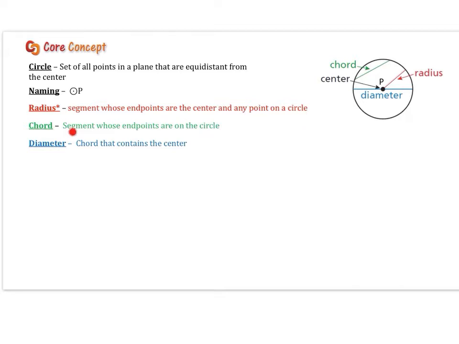And then a chord is a segment whose endpoints are on the circle, so super important, a chord has its endpoints on the circle. And a diameter is a chord. In other words, it's a segment that contains the center. So this chord going through the center has its endpoints on the opposite sides of the circle.